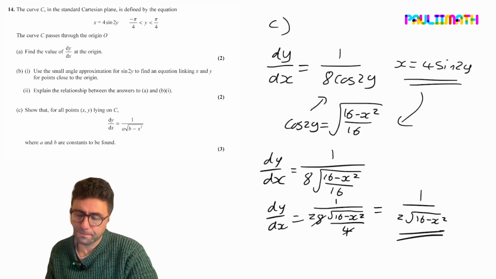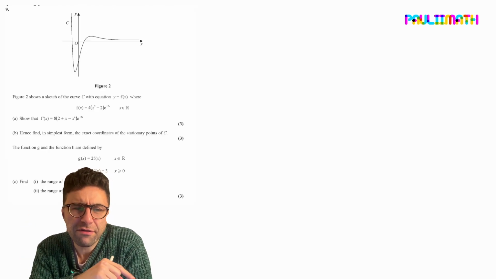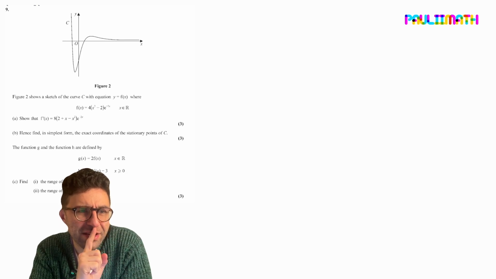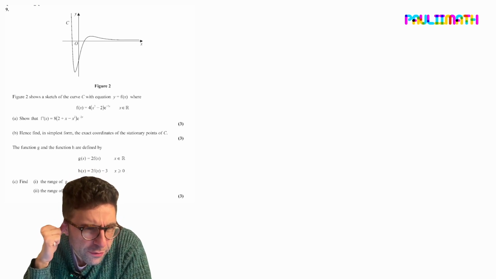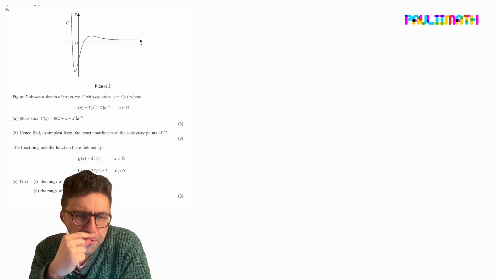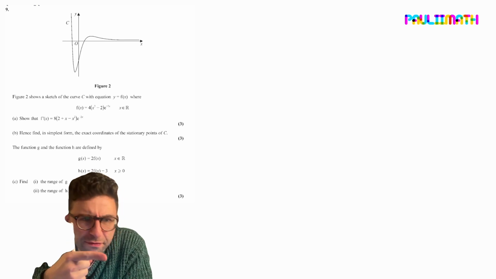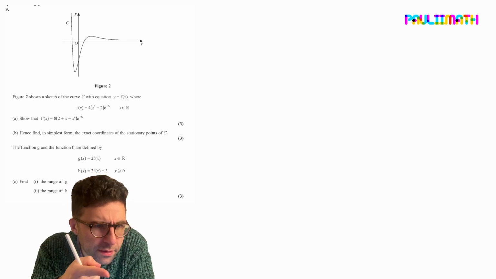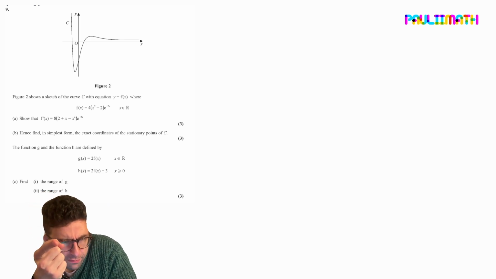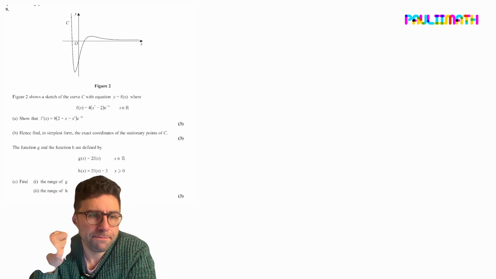Final question. And finally we're getting a graph, a picture of a graph after all this time, something to actually wrap our eyes around. The equation looks painful though, at first glance anyway. Let's see what we can do with it. Show that the derivative is that, then find the stationary points and play around with some function related stuff to find the range. Come on then.